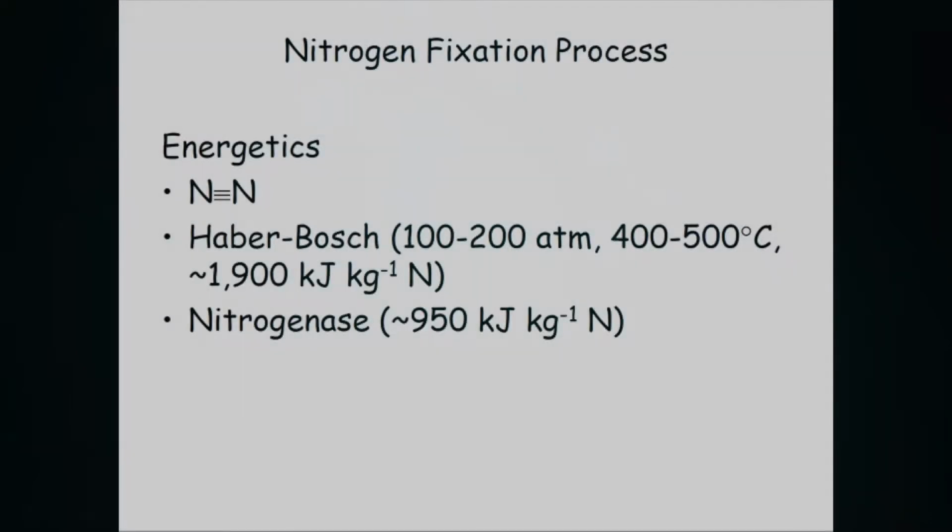Okay, so the next one is the nitrogen fixation process. The energetics of what is involved with taking nitrogen gas, which is N2 gas. This is the triple bond, which means it takes a tremendous amount of energy to break these two nitrogen atoms apart and then ultimately make ammonium or nitrate. So I spoke earlier about the Haber-Bosch process and how much energy was required. It doesn't just require 1,900 kilojoules per kilogram of nitrogen, but it also needs to be done at about 400 to 500 degrees Celsius, which is a pretty high temperature, and 100 to 200 ATM, which is real high pressure. The energy required for this is rather magnificent.